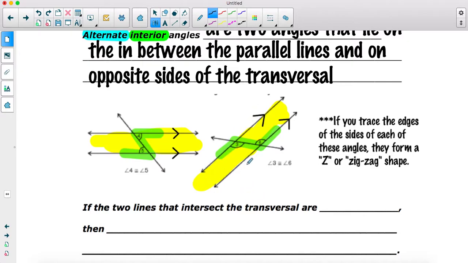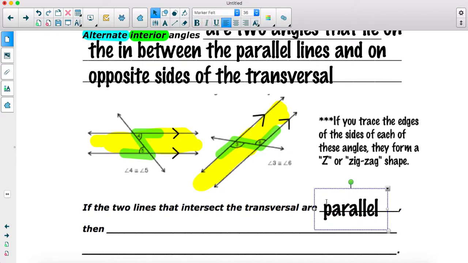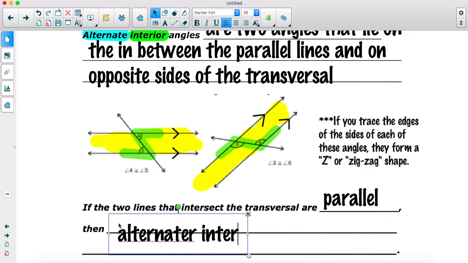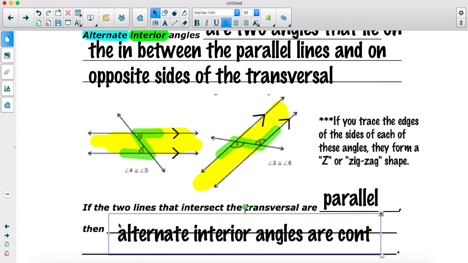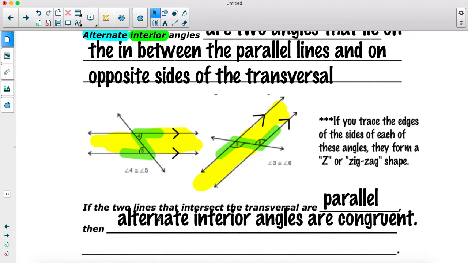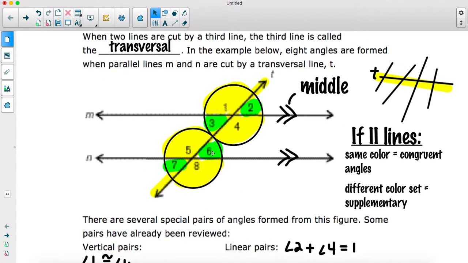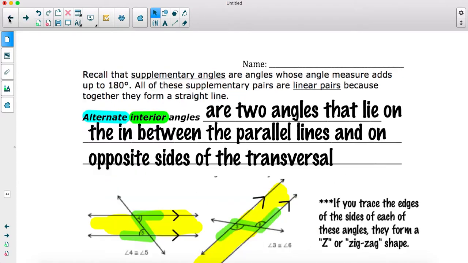And as long as these two lines are parallel, then even just looking at them, alternate interior angles are congruent. I can't type today. Here we go. That's a big one. Going back to our color coding, that would be like 3 and 6. See how they're the same color? They're congruent. 4 and 5 would be alternate interior angles, and they're congruent.